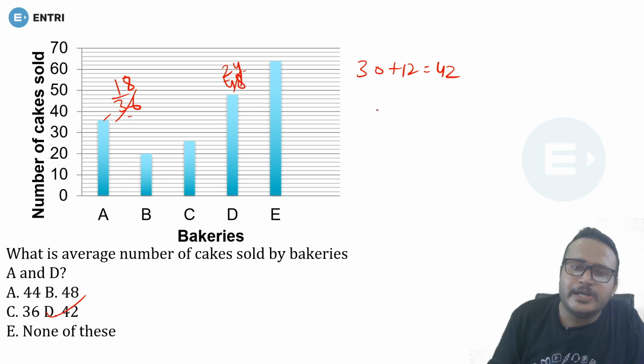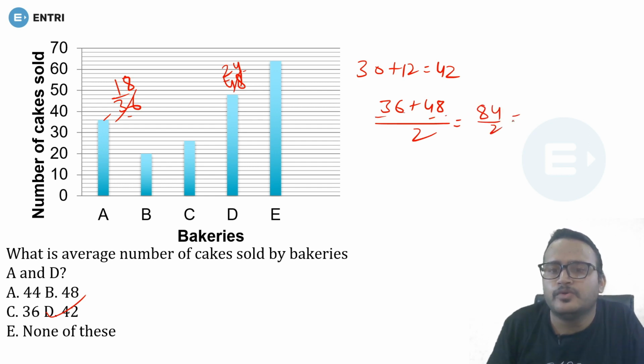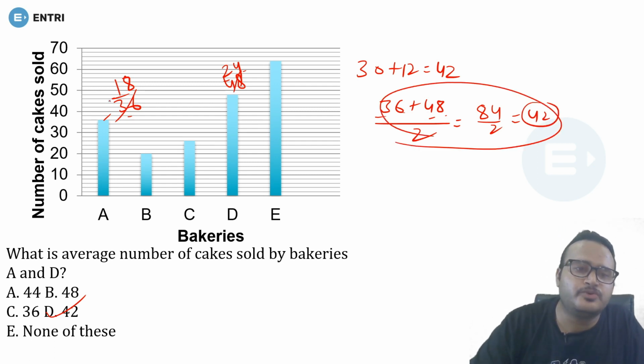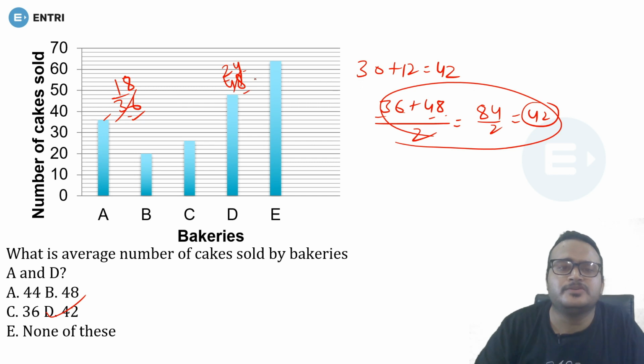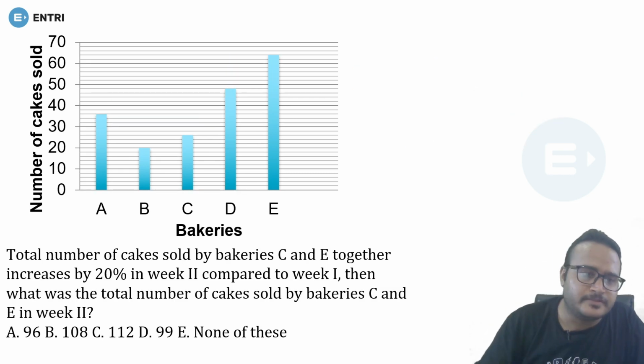Rather than doing it like 36 plus 48 divided by 2, and this is 4 plus 3 is 7 and 8 plus 6 is 14, 84 divided by 2 is 42. So rather than doing this long calculation, you just need to divide this value by 2 and this value by 2 and then add these values. So this is going to be your next question.